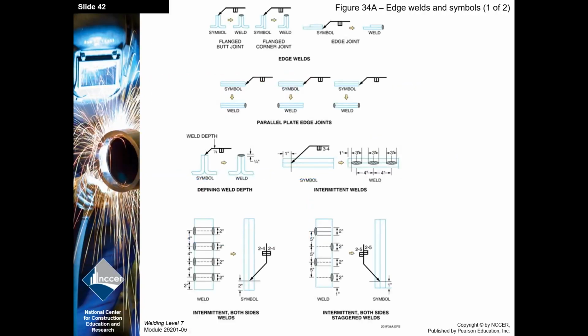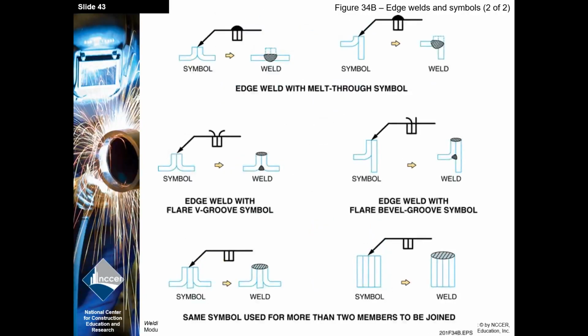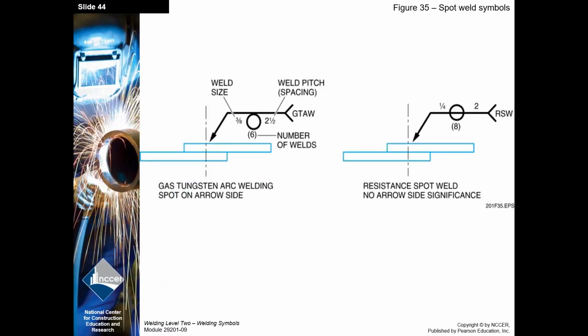Too small to read. Edge welds, just as cool as the rest of them. Then you get your flares. Again, same symbols. Spot welds. So we have the size of the spot weld. Sometimes we give you the strength even, given to you in newtons or tons or whatever measurement they're given there. But spacing or pitch, again, number of welds.